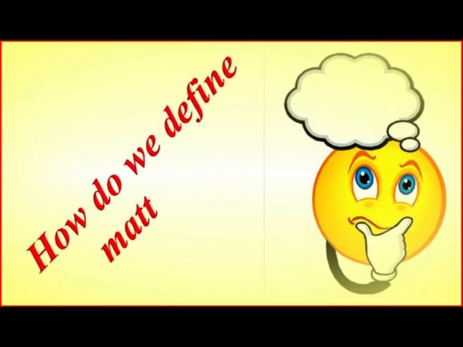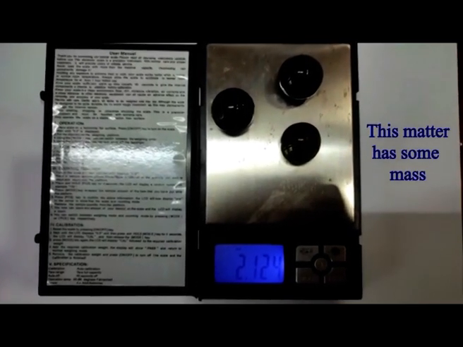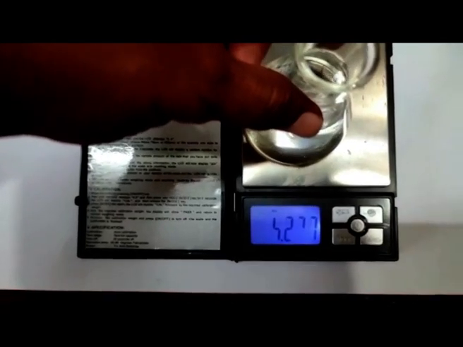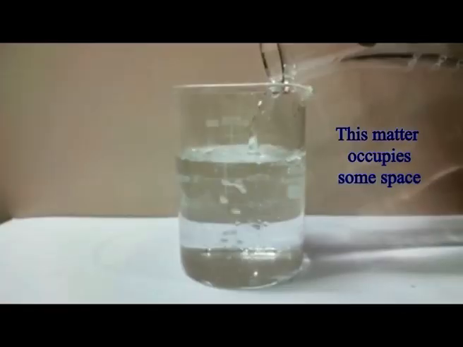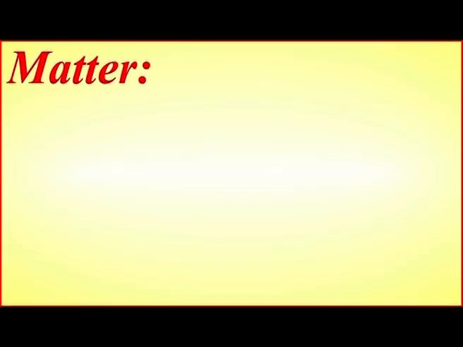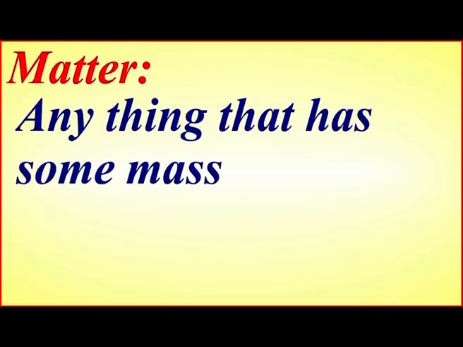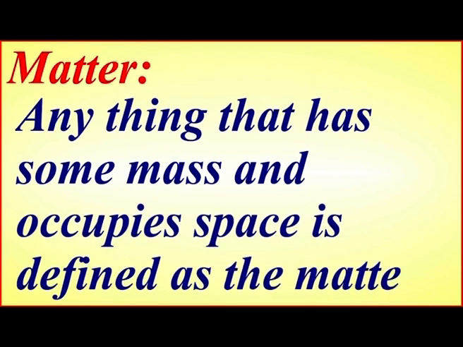How do we define matter? Look here, my dear children. This matter has some mass. We can see the readings in the weighing machine. Here this matter occupies some space. So the matter can be defined as follows. Anything that has some mass and occupies some space is defined as the matter.